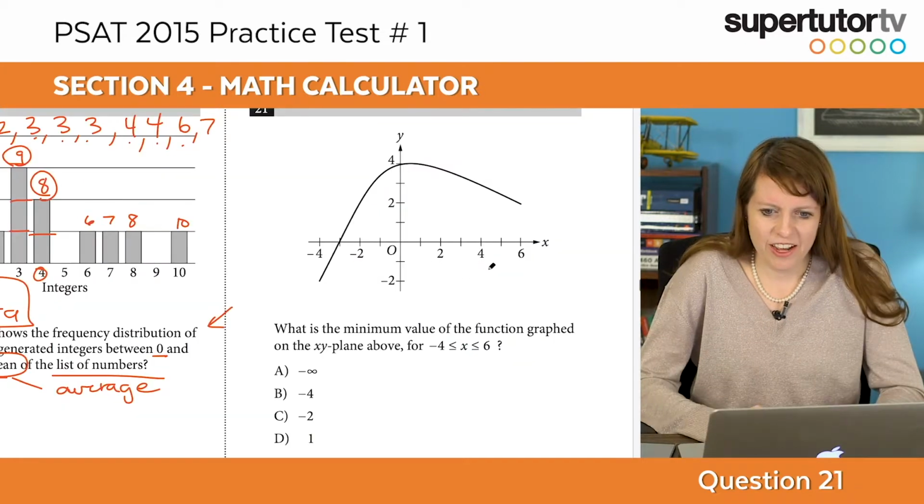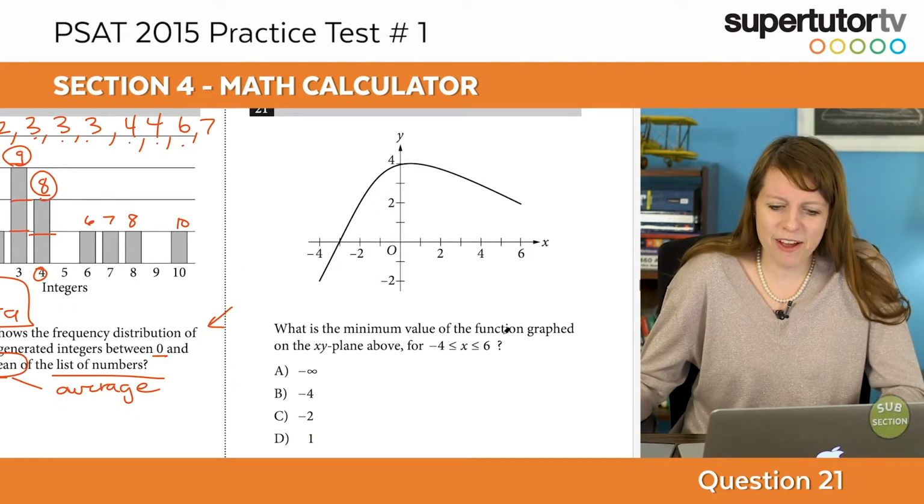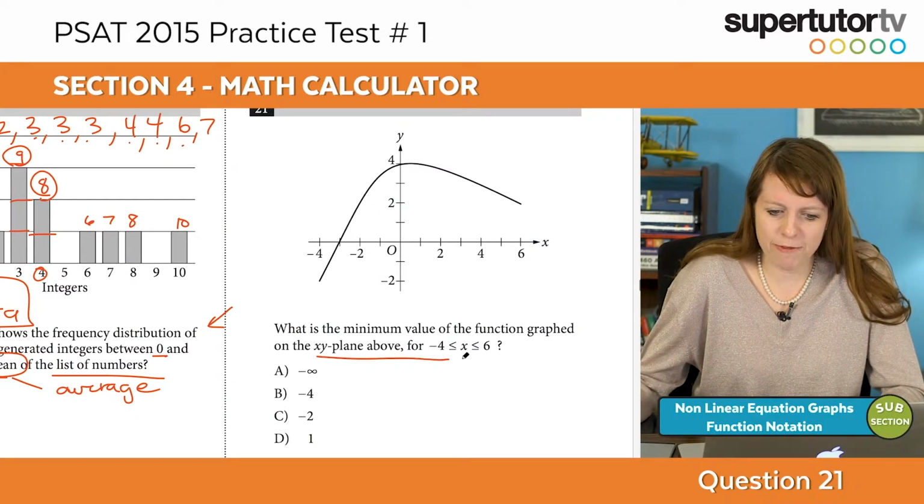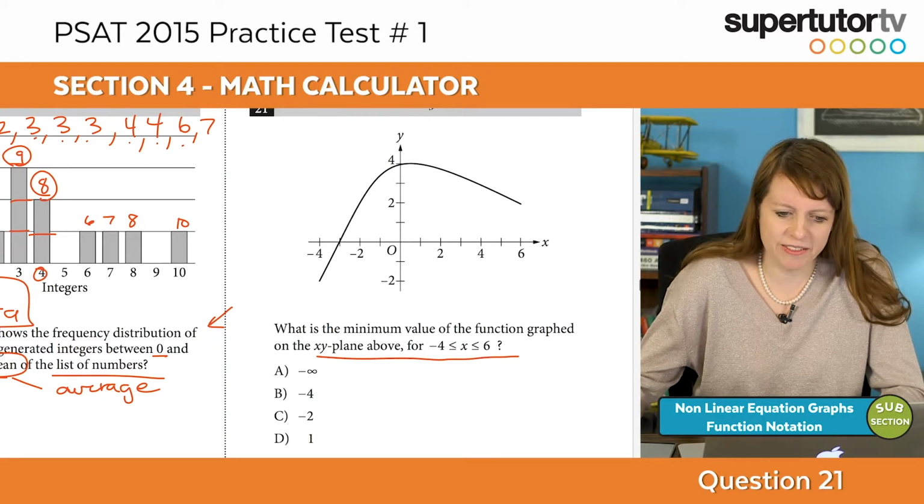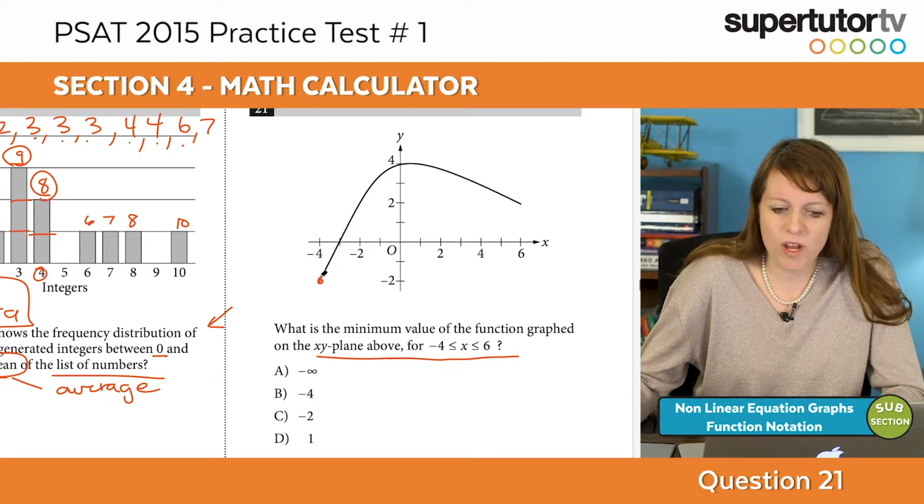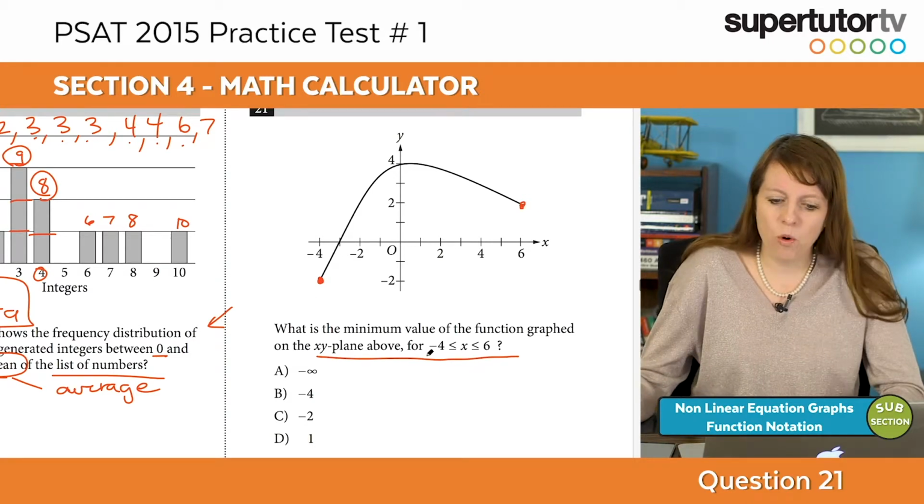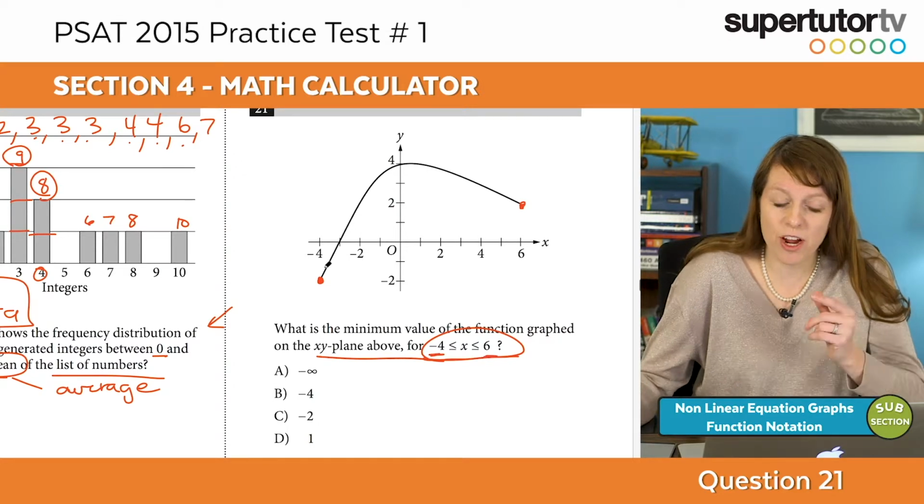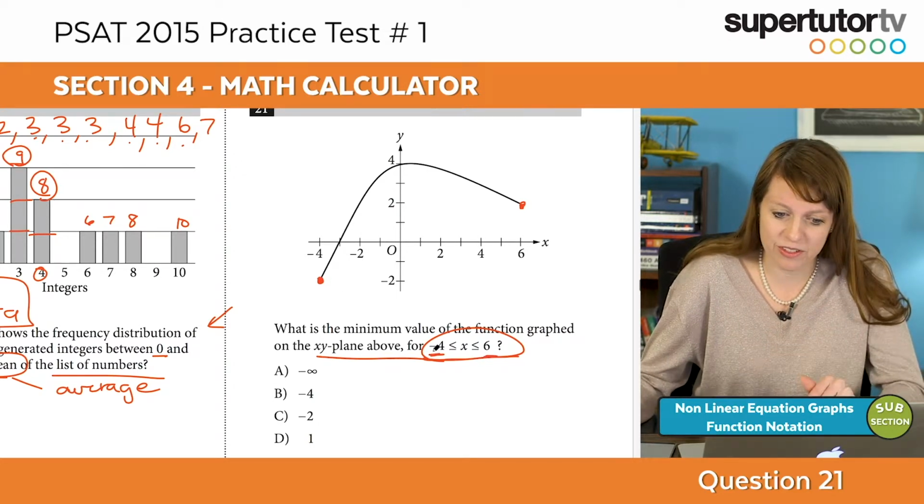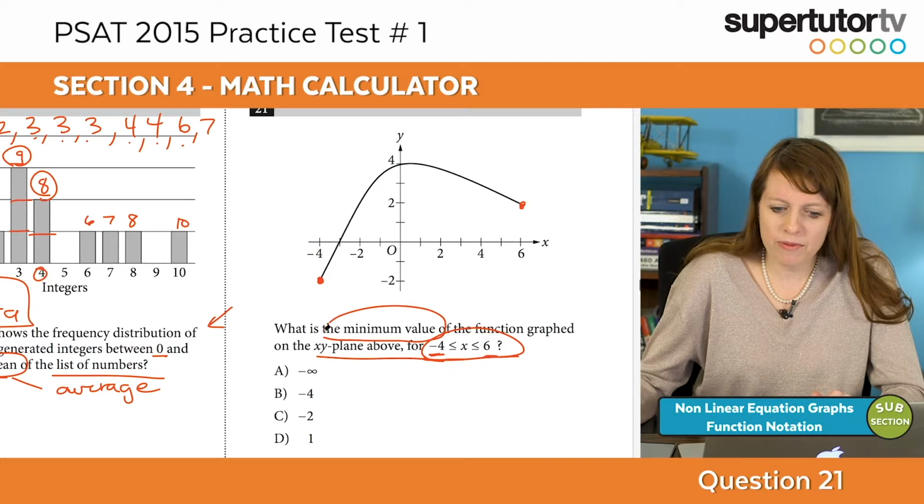Okay, number 21. What is the minimum value of the function graphed in the xy plane above for x's between -4 and 6? So the first thing that I want to tell you guys is we only care about values that are graphed here, because I only care about the domain from -4 to 6. And I do care about the exact points that this includes, right? But I want the minimum value of the function.